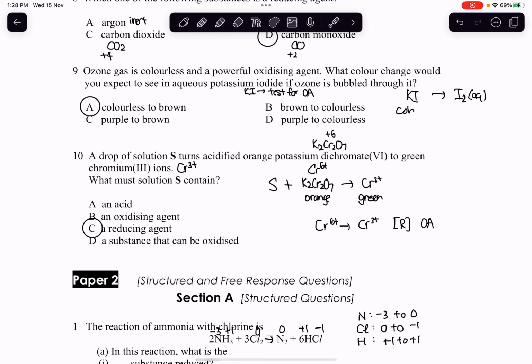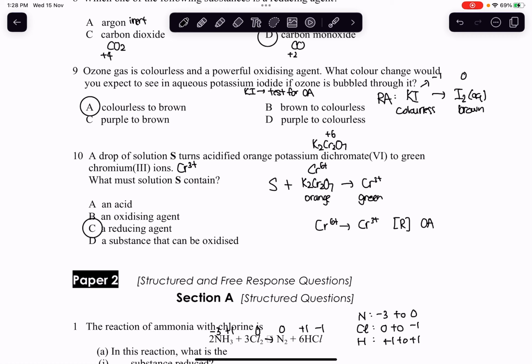So in KI, the color is colorless, I2 is brown. So what is the change in the oxidation state of iodine? It is from -1 in KI to 0 in I2. So the color change is, since ozone is a powerful oxidizing agent and KI itself is a reducing agent, because itself is oxidized, right? The OS of iodine increases from -1 in KI to 0 in I2.